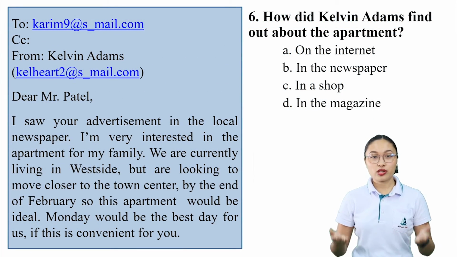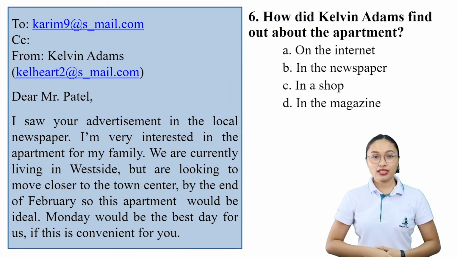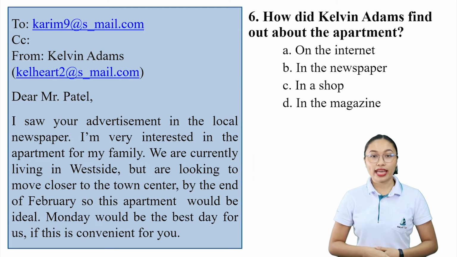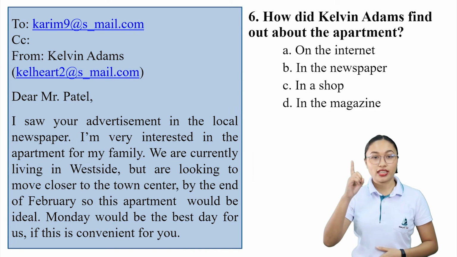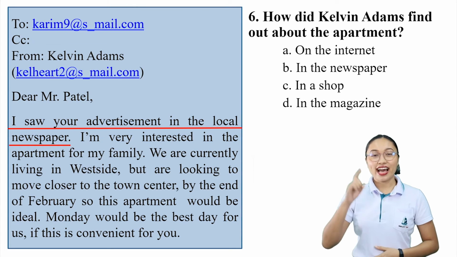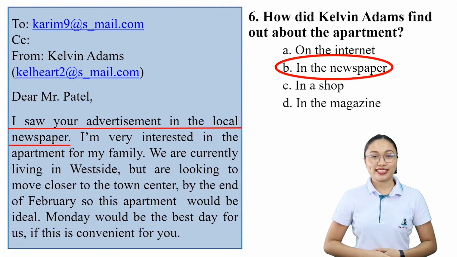Time's up. Question number 6. How did Calvin Adams find out about the apartment? All the choices were not mentioned in the advertisement as to where Calvin Adams find out about the apartment for rent, except one. As stated in the first sentence, what is obviously the answer? Correct. Letter B, in the newspaper.